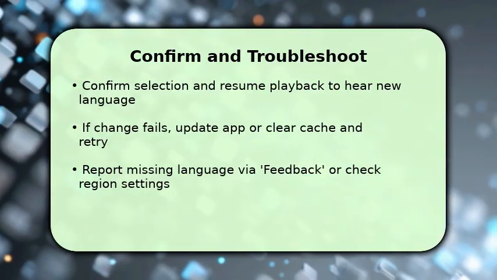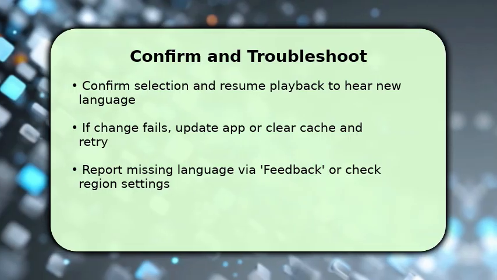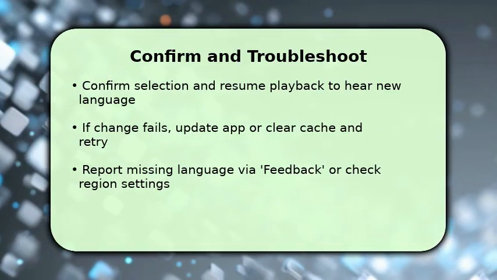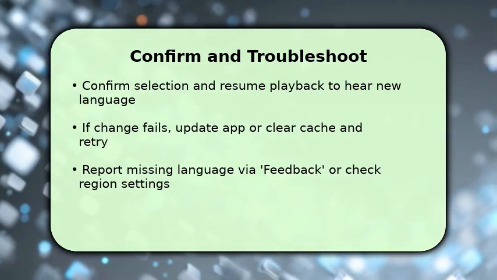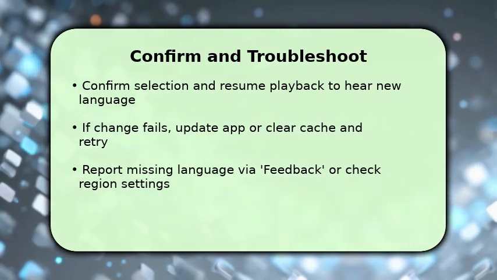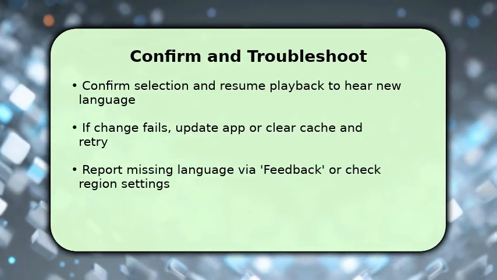Listen briefly to ensure it matches. If the change fails, make sure your app is updated, then clear cache or restart the app. These quick fixes often resolve interface glitches. If language options still aren't present, check your region and account language settings, and use the app's feedback or report option to tell YouTube about missing audio tracks.